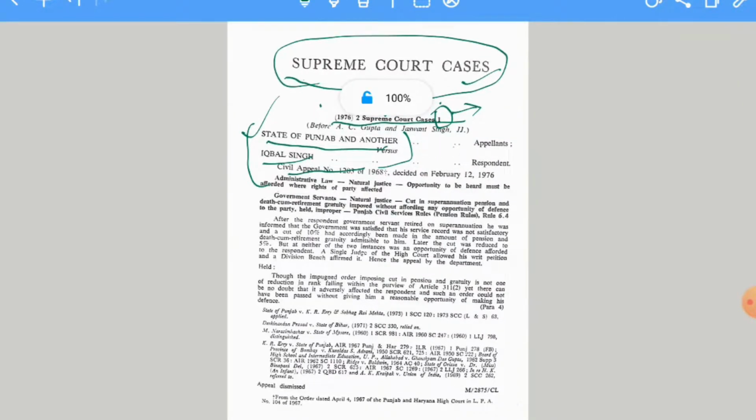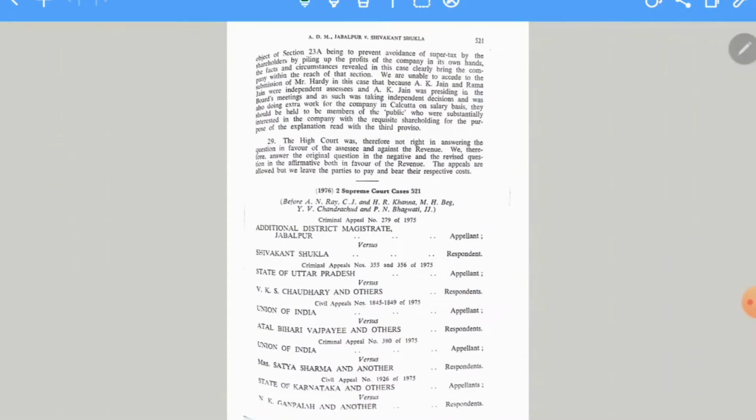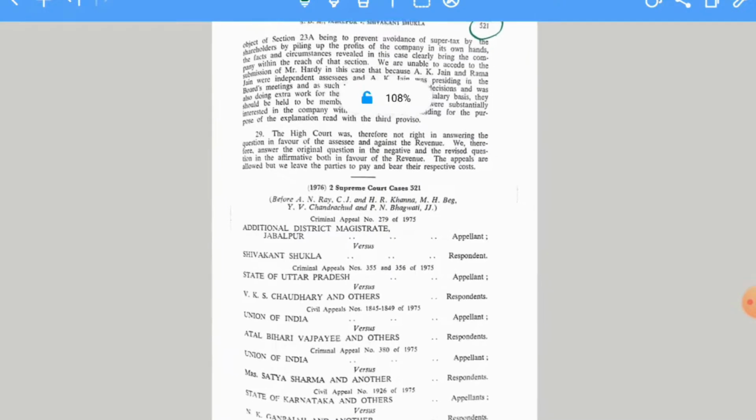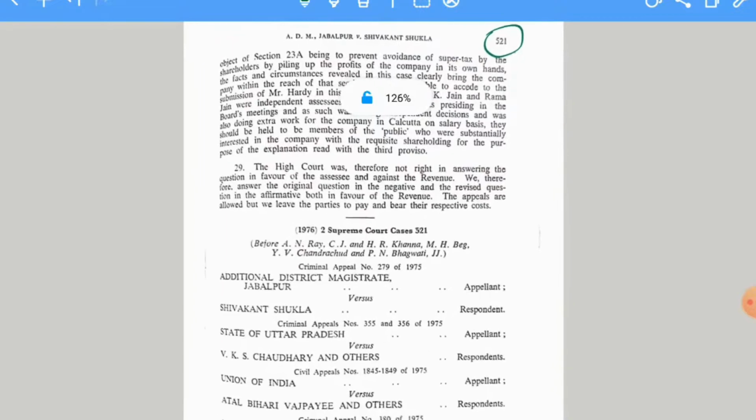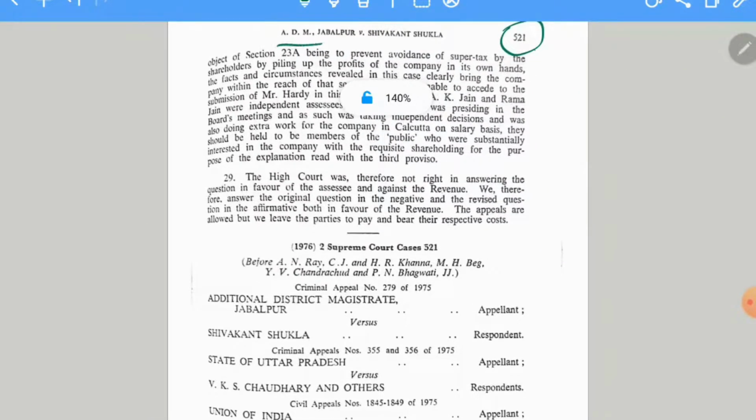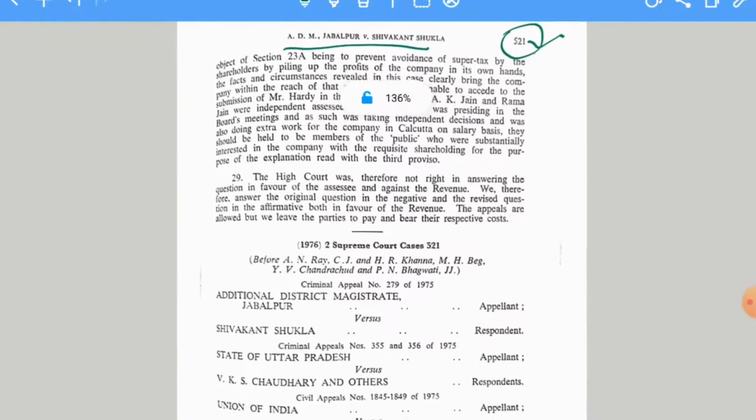Now you have all seen that the ADM Jabalpur case was cited at page number 521. So we are just going to take that case here to see how to read the judgment. I am just zooming it. You can see the case is ADM Jabalpur, and the page number is 521. On page number 521, you can see the case of ADM Jabalpur versus Shivakant Shukla.